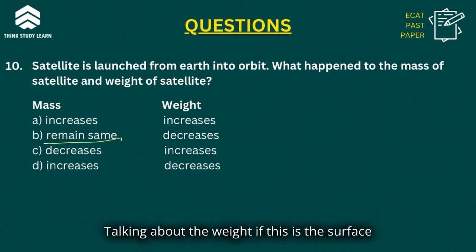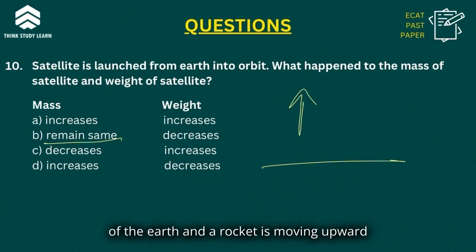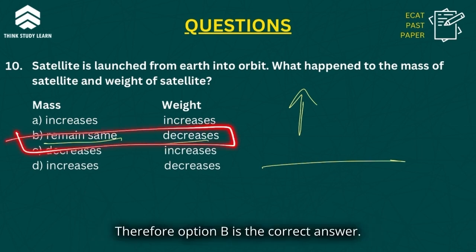Talking about the weight, if this is the surface of the earth and the rocket is moving upward, the gravitational force will obviously decrease, as the weight is the force exerted by gravity on an object. And as the satellite moves further away from the earth, the gravitational force exerted on it decreases, resulting in a decrease in its weight. Therefore, option B is the correct answer.